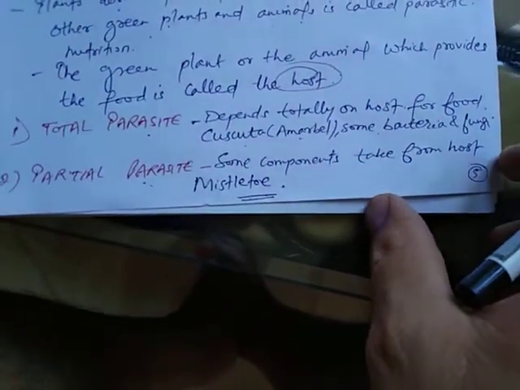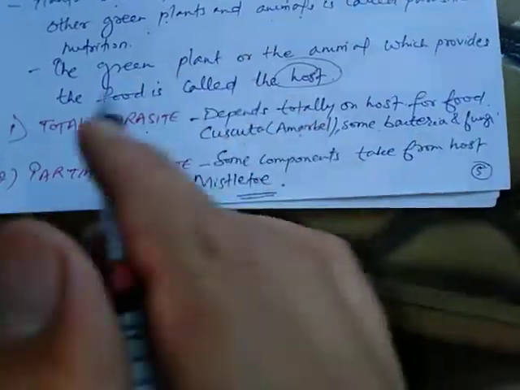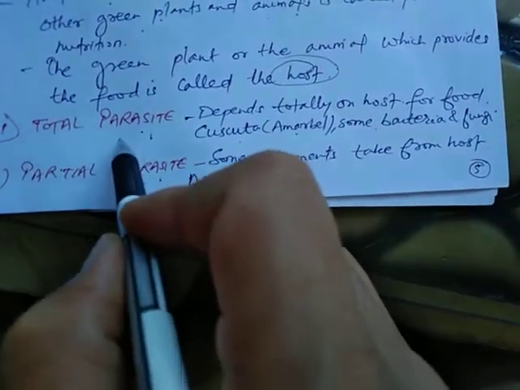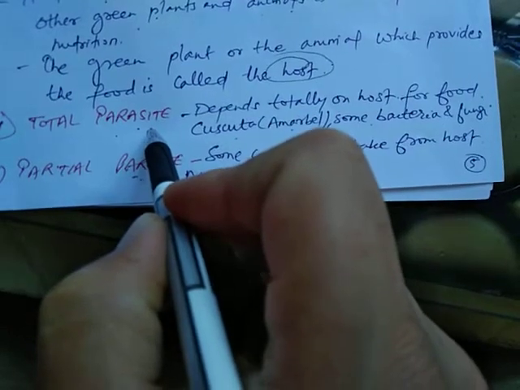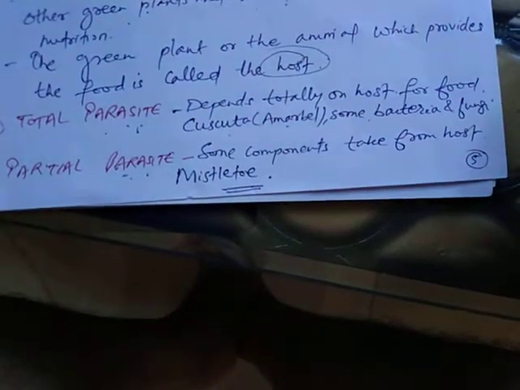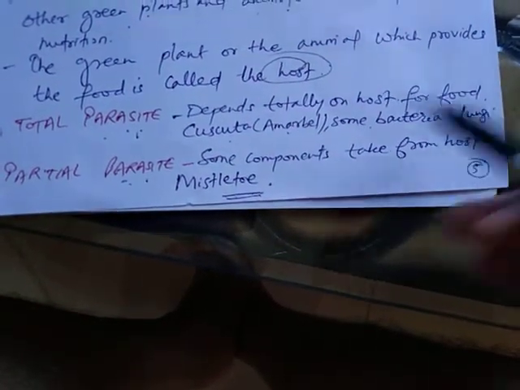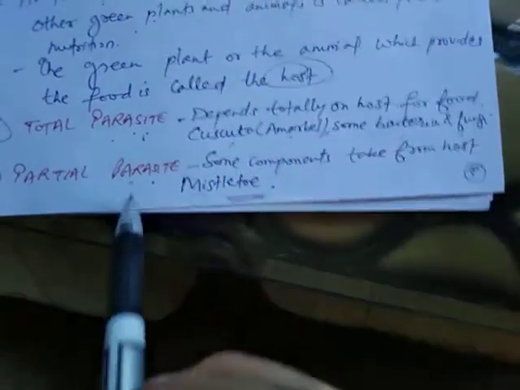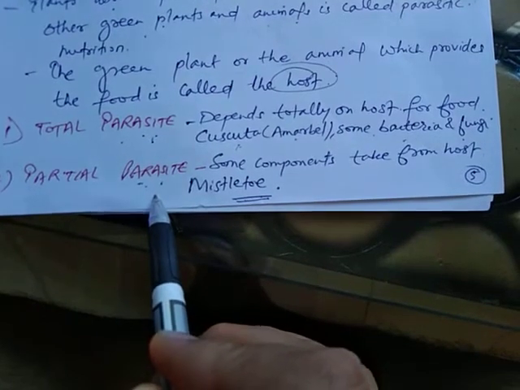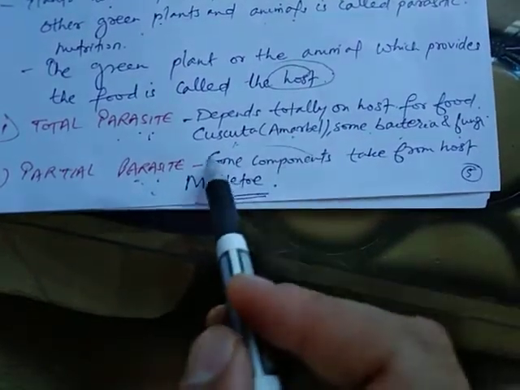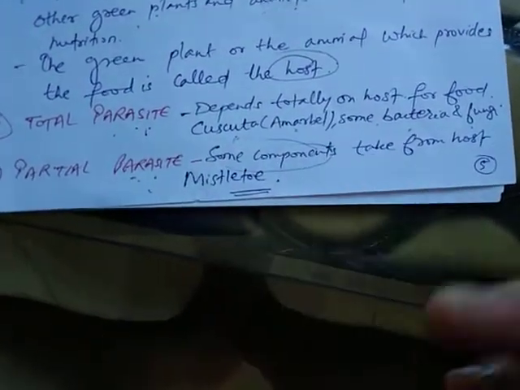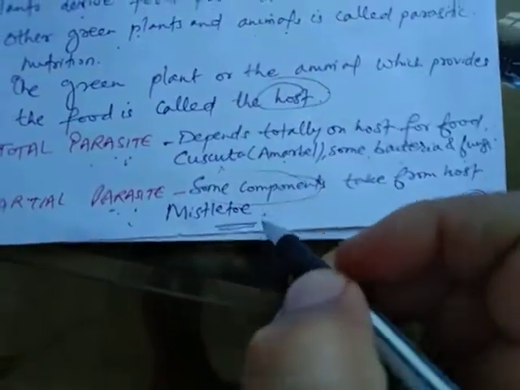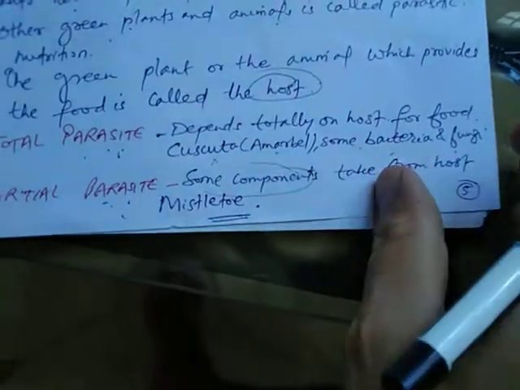So parasitic nutrition, parasites, are of two types: total parasite and partial parasite. Total parasite means the parasites which totally depend on the other plant or animal for food, like cuscuta and some bacteria and fungi. Partial parasite, for some part they depend on other plants or animals for food. For example, mistletoe.